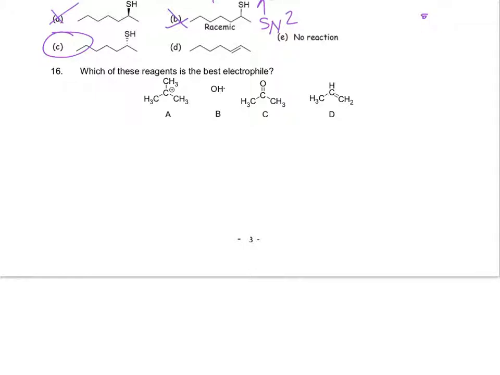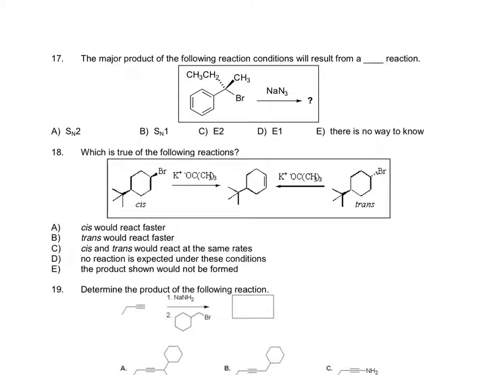Number 16, which of these is the best electrophile? And so an electrophile is a good acceptor of electrons, right? It's going to be possibly positively charged or have a large delta plus. A here has the only positive charge. It's a cation, and cations are great electrophiles. So A should be the best choice for this question.